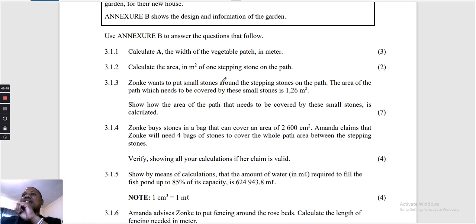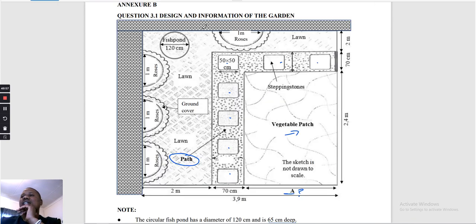In the questions, they start by saying calculate A, the width of the vegetable patch in meters. So we need the distance from here to here. But if you check, we're given the distance from here to here, of which A is included. This is A, but we have the total distance. So what are we going to do to calculate A? When you check here, this is in meters, these are centimeters. Let's convert this to meters. We divide this by 100 and then it becomes 0.7 meters.